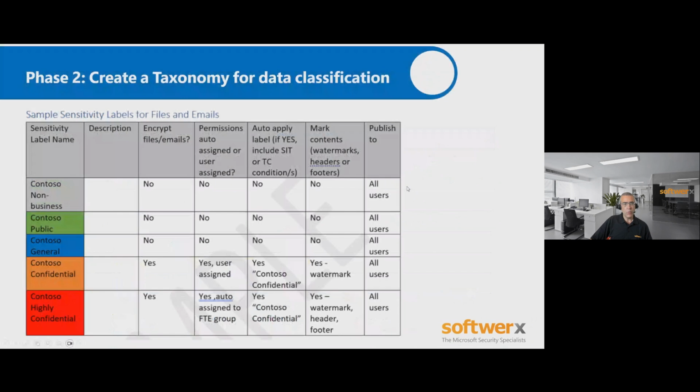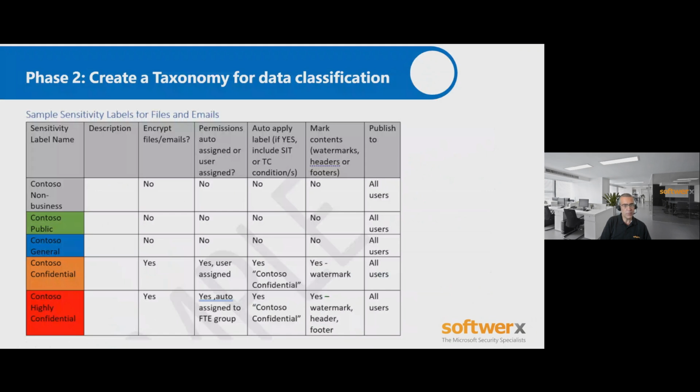Once you've done all of that, we need to think about creating a taxonomy for classification. This is a good example, as I mentioned, that Ray has created, which I found very easy to use and simple. But we need to think about what classifications and sensitivity we want to apply when we start encrypting data. What type of permissions do we want?